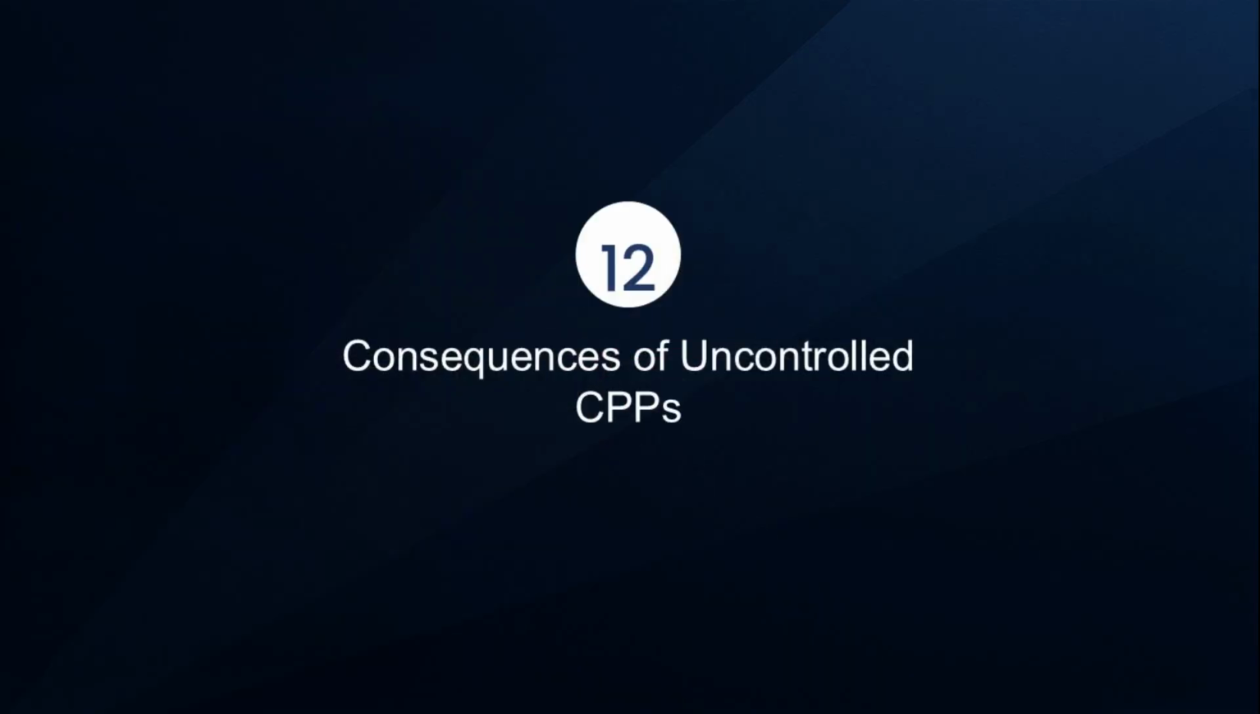Failing to properly control critical process parameters, CPPs, can have serious consequences. Next, we'll explore the risks and costs associated with parameters drifting outside their specified ranges, highlighting why strict monitoring and control are essential for product quality, patient safety, and operational efficiency.